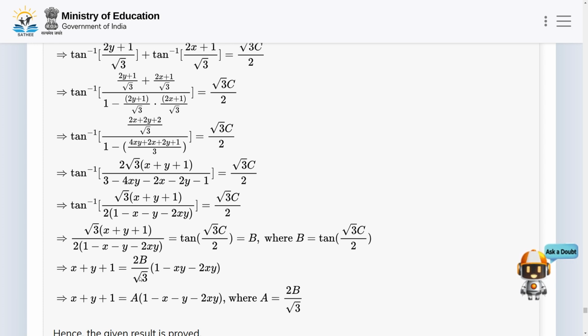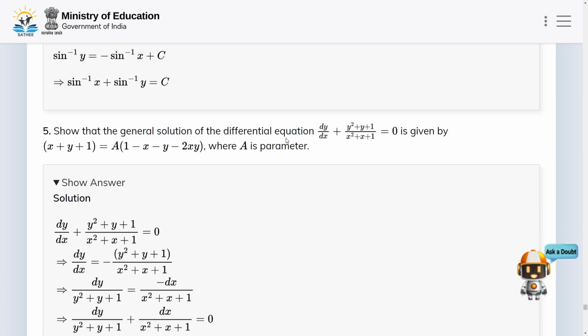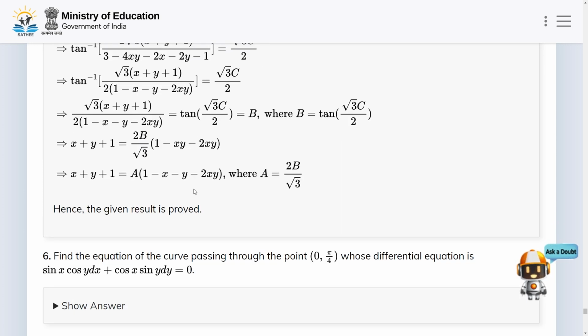to 2b divided by root 3 times (1 minus xy) minus 2xy. This means x plus y plus 1 is equal to a multiplied by (1 minus x minus y minus 2xy), where a is equal to 2b by root 3, as you can see here. Okay, x plus y plus 1 is equal to a times (1 minus x minus y minus 2xy), where a is our parameter. So we have shown that, we have proved it.